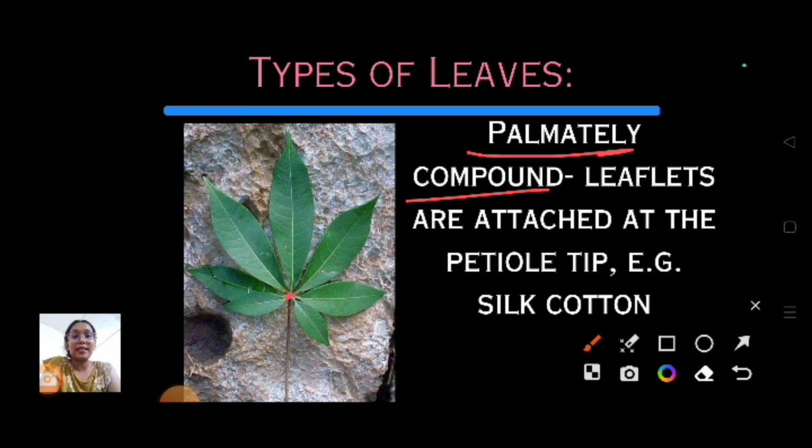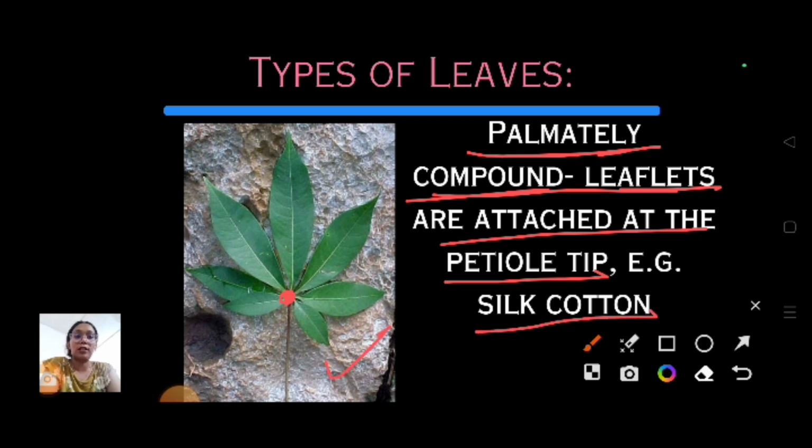Then moving on to the next type of compound leaf, that is the palmately compound leaf. Here the leaflets are attached to one single point. The leaflets are attached at the petiole tip, only at one particular point. That is called the palmately compound leaf. An example is silk cotton. But in a pinnately compound leaf, the leaflets are arranged along a particular axis, not at a particular point. Here the leaflets are attached to a particular point, that is the petiole tip. Is it clear?